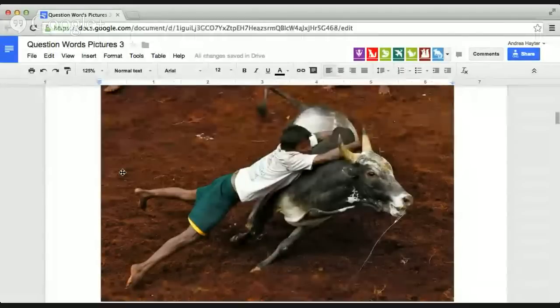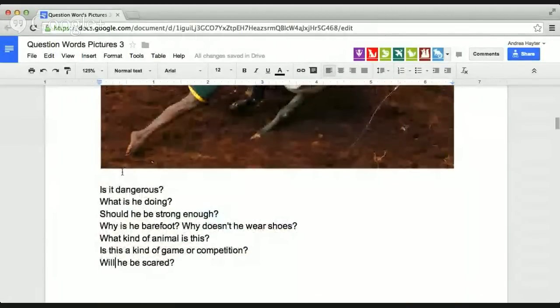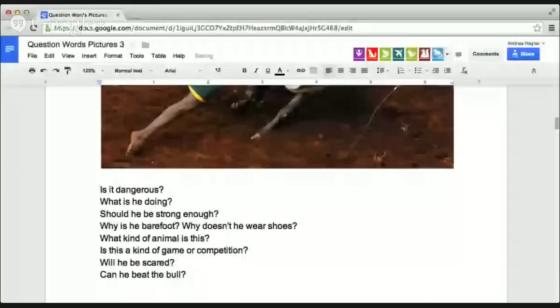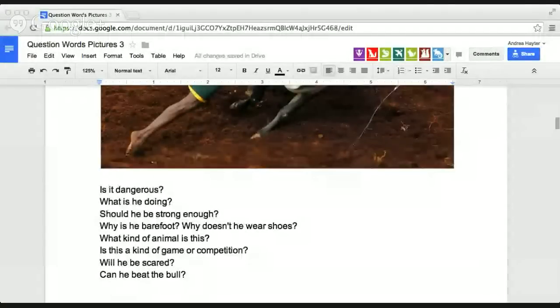Can he beat the bull? I don't know. I hope so. I hope for the sake of his life that he can beat the bull. So you said, can he or will he? Both work the same way. Can or will, same structure, different meaning. Can he beat the bull? Yes, I hope so. And Le?